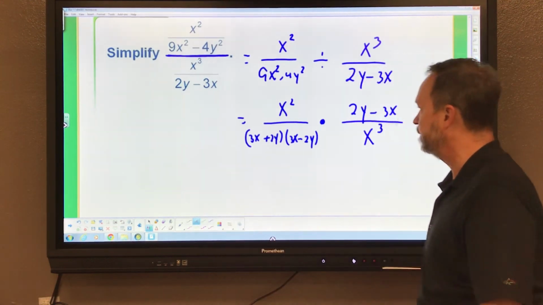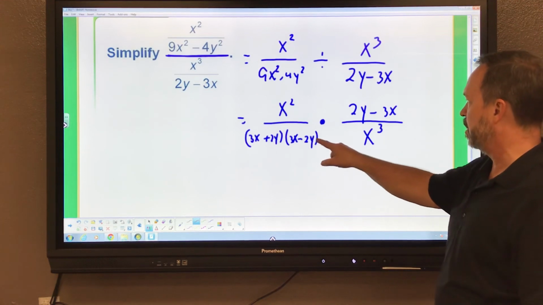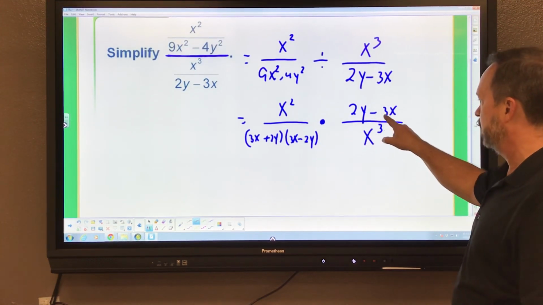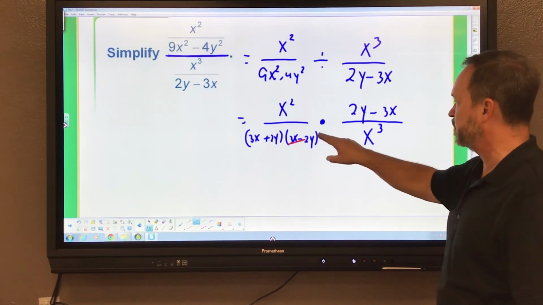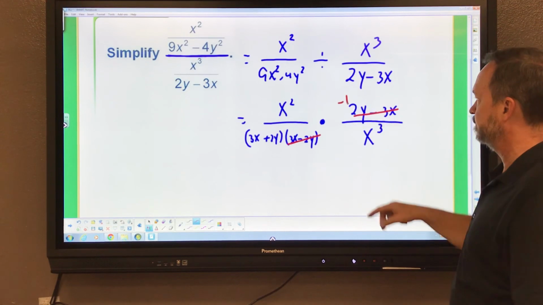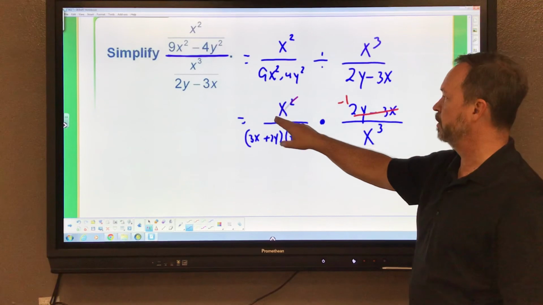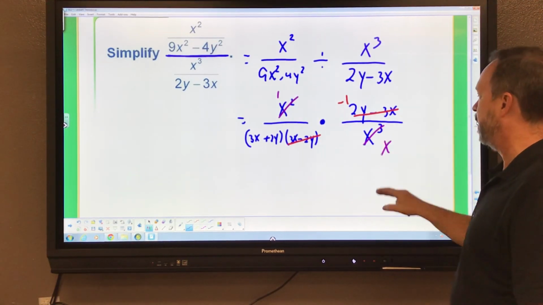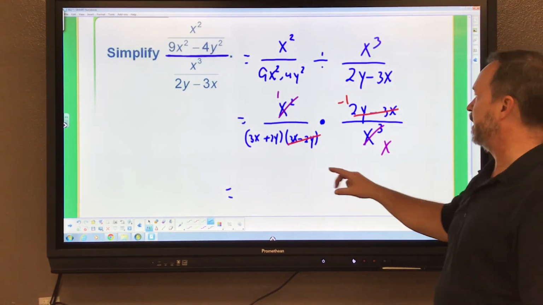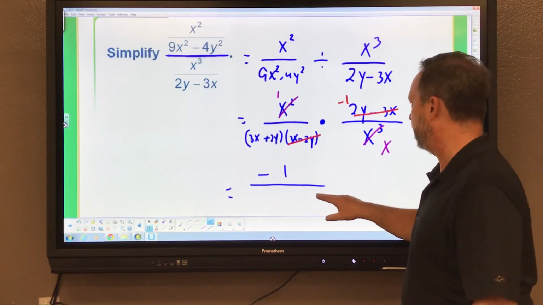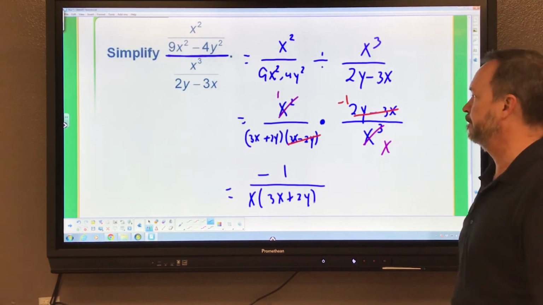Hopefully you can see that okay. And you can hopefully see that these two here are opposites. That's a negative 2y, that's a positive. That's a positive 3x, that's a negative. These are opposites, so when they cancel, they give me a negative 1. And then the x squared and the x cubed would be x to the 1 in the bottom, because it's heavier in the bottom. All in all, in the top I get a negative 1, and then in the bottom I get x times the 3x plus 2y. That's it.